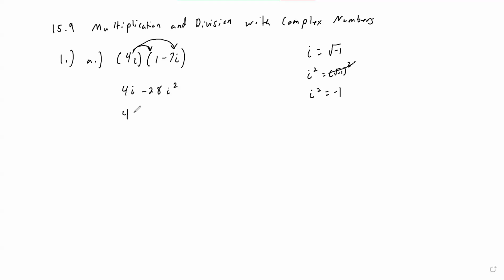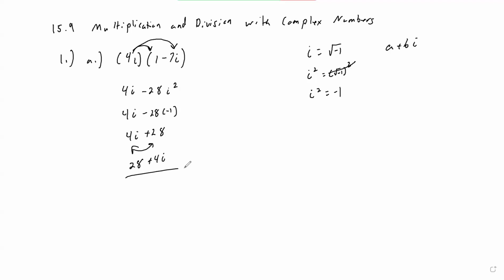So I can rewrite this as 4i minus 28 times negative 1. Two negatives make a positive, so now I get positive 28. But our answers have to be in the form of a plus bi. So I have to switch these two and say 28 plus 4i as my final answer.